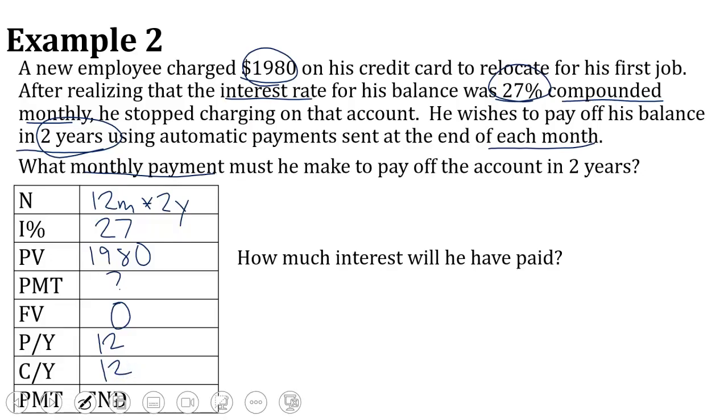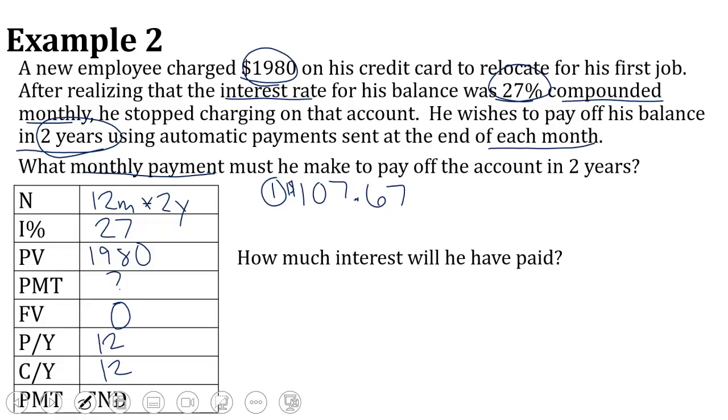So you're going to put this into your calculator. Make sure to put the cursor over payment, and then hit alpha solve. And so your payment amount is $107.67. So that's what he pays monthly for 2 years to pay this off.